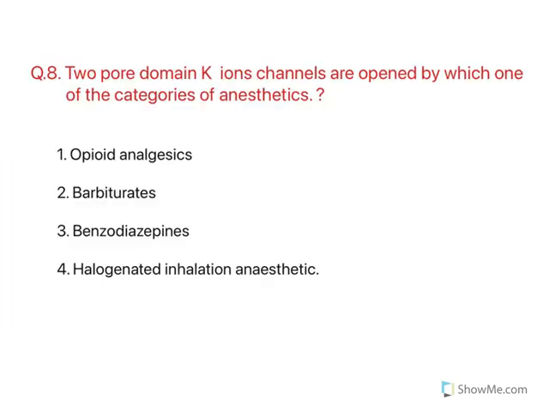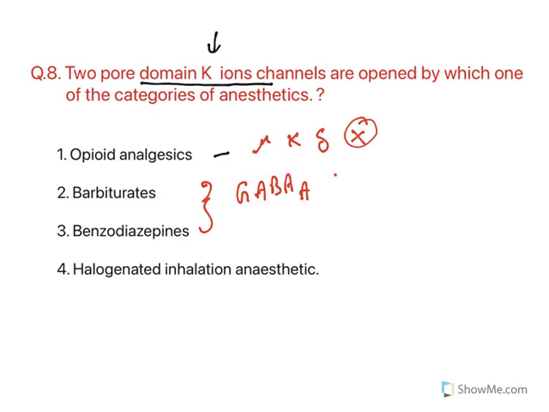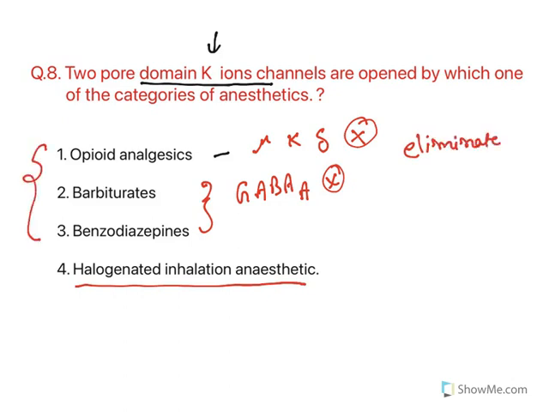Next one. Now, two-pore domain potassium ion channels are opened by which category of anesthetics? So you need to select an answer which acts on these potassium channels. Now look at them. Opioid analgesics act on mu, kappa, delta receptors. So this is ruled out. Barbiturates and benzodiazepines both act on GABA A type receptors. So this is also ruled out. What are you left with? Halogenated inhalation anesthetics. This is how you can eliminate answers even though you don't know the exact answer. These are very popular, and you know what kind of receptors they act upon.